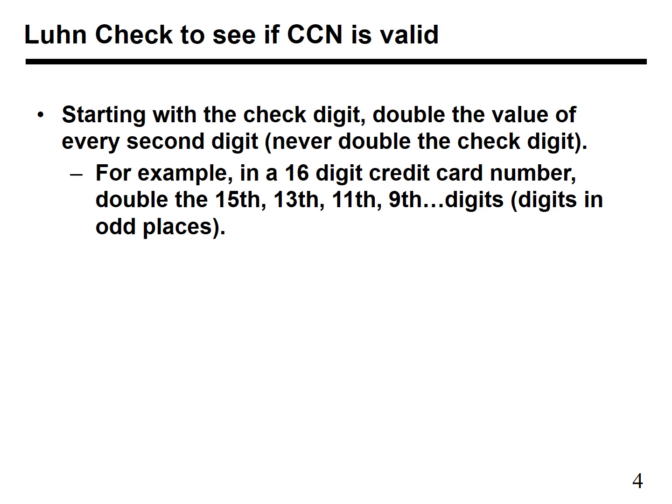So how do we check to see whether or not the credit card number is valid? Well, we're going to use what's called the Luhn check. So we're going to go through the steps. It's going to look very, very confusing, and then we'll look at a couple of examples which hopefully will clarify things. Starting with the check digit, double the value of every second digit excluding the check digit. So for a 16-digit credit card number, we double the 15th, 13th, 11th, 9th, 7th, 5th, 3rd, and 1st digits.